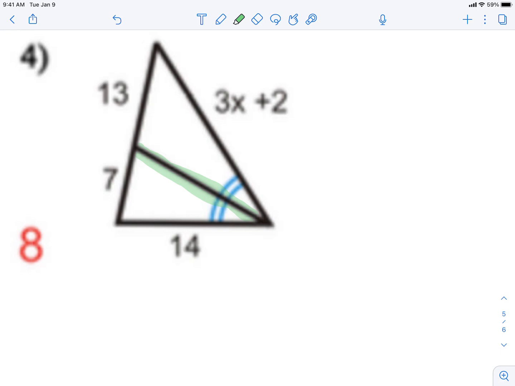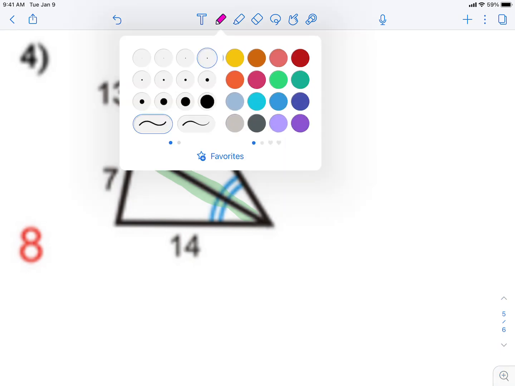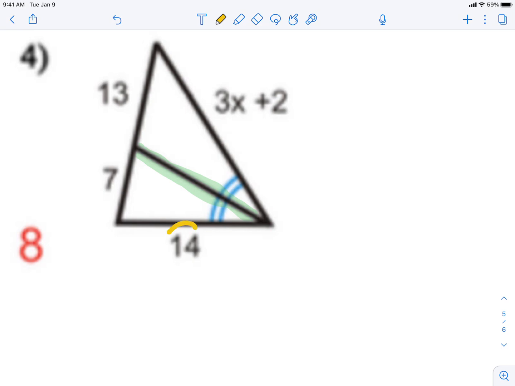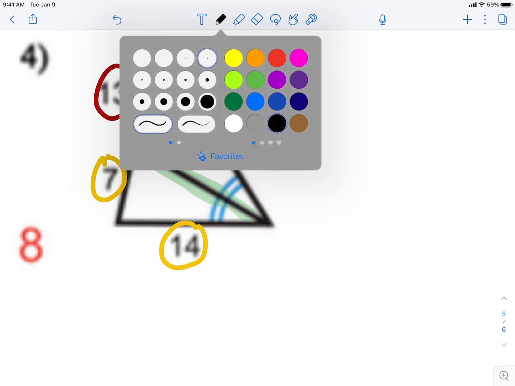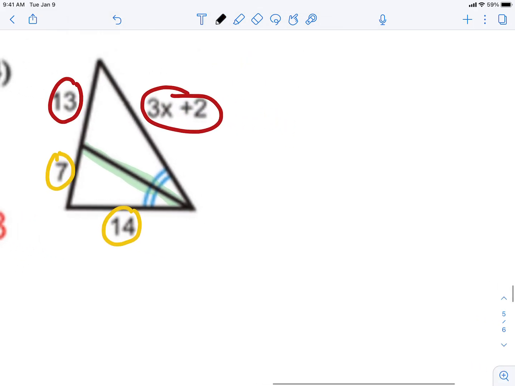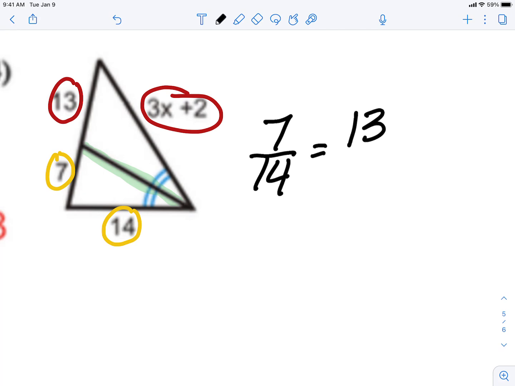Right? So that creates a special relationship, right? So let's go back here between 14 and 7. And then another special relationship between 13 and 3x plus 2. Right? And that creates a proportion that we can write. So 7 goes with 14, and 13 goes with 3x plus 2. Let us cross multiply or butterfly multiply.